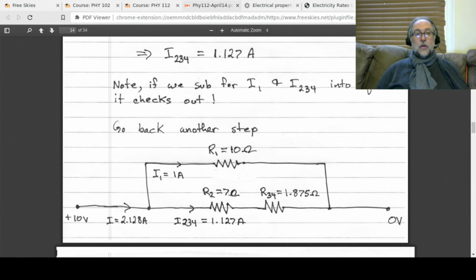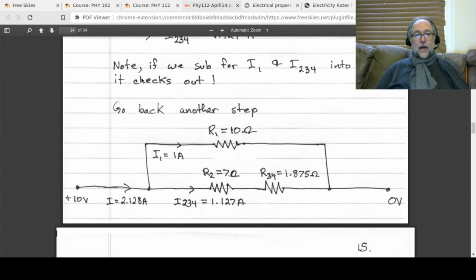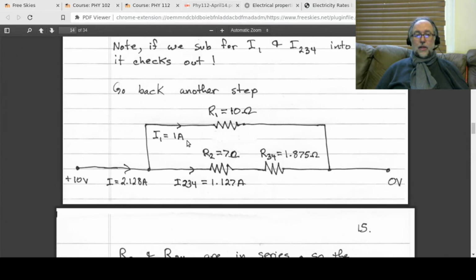Well, now we actually step back. We go back another step, and we make use of what we know there. So going back another step, we had R234. We break that one up. And what does that break up into? That breaks up into R2 and R34.